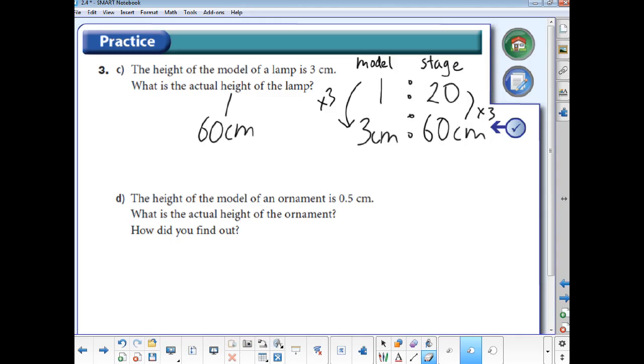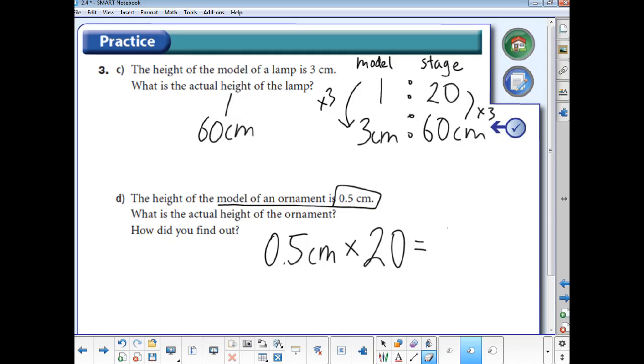And same thing here. The height of the model of an ornament is 0.5 centimeters. What is the actual height of the ornament? Well, we can take 0.5 centimeters and multiply that also by 20, which is our ratio, which will give us 10 centimeters.